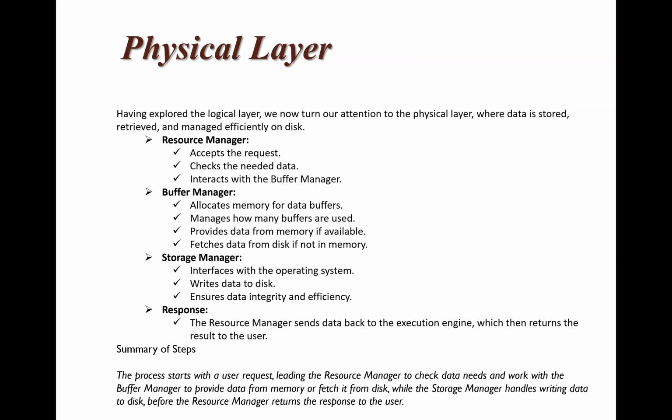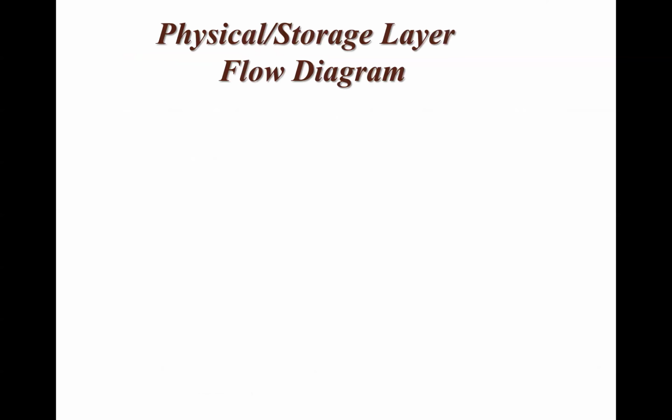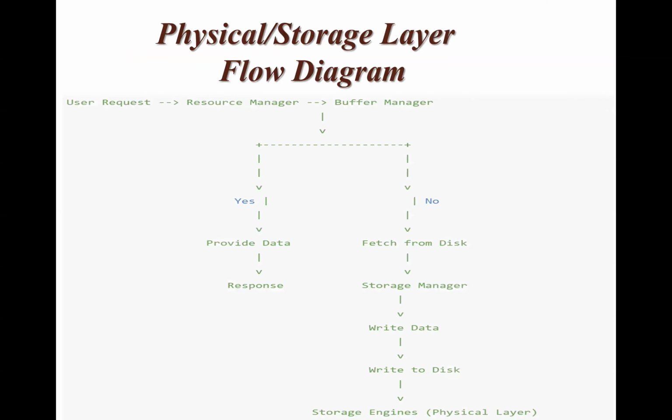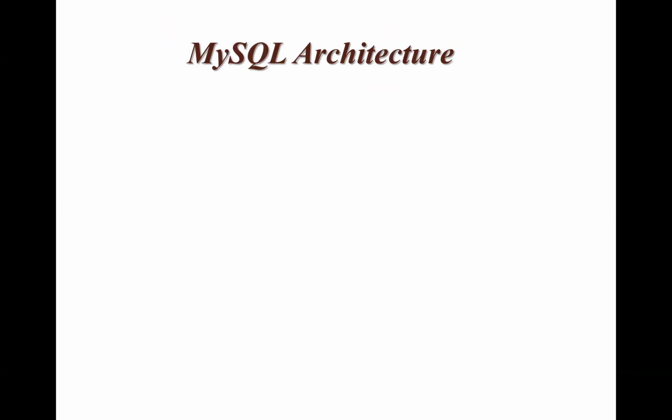If it is not available, it will go to the storage manager and fetch the data. Here is a small flow diagram for the physical layer. The user's request comes to the resource manager and then to the buffer manager. If the data is there, it will give the response. If it is not there, it will check the disk and storage area, then give it to the resource manager, and then to the user who made the request.